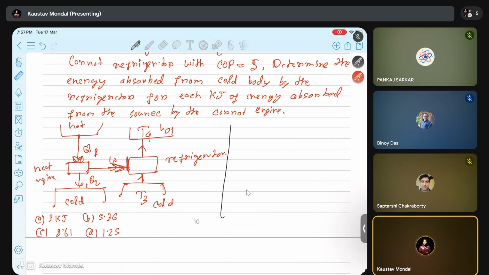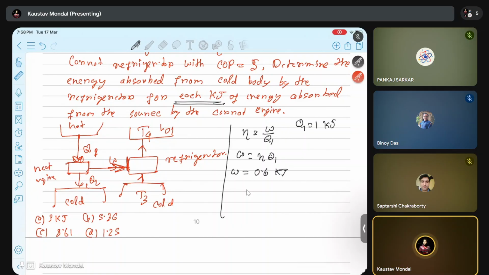So first, what is the work done from the heat engine? The same work done will be there in the refrigerator. Eta we know is W by Q1, so W would be eta into Q1. Here Q1 is for each kilojoule, as mentioned in the problem, so Q1 is 1 kilojoule. So W will be 0.6 times 1, that is 0.6 kilojoule. So you got W.